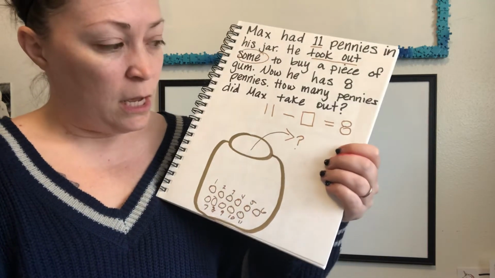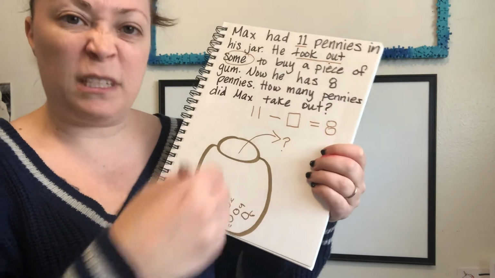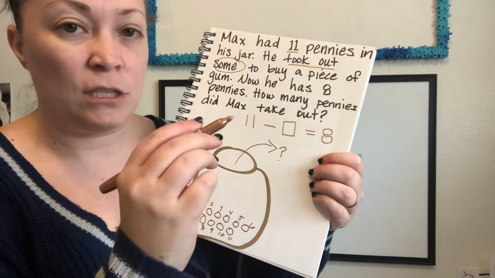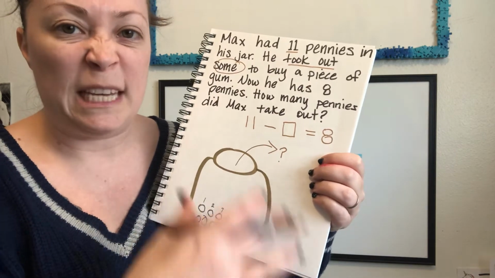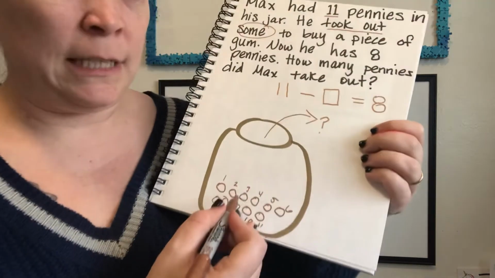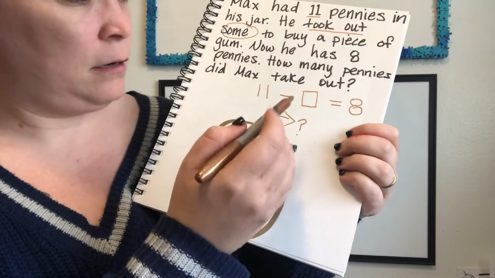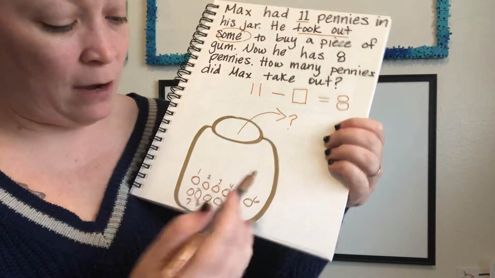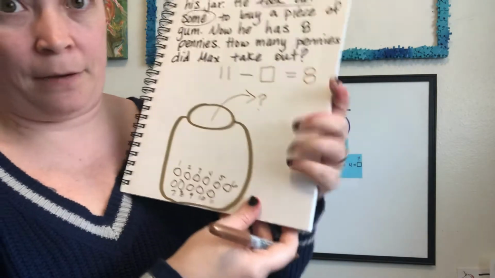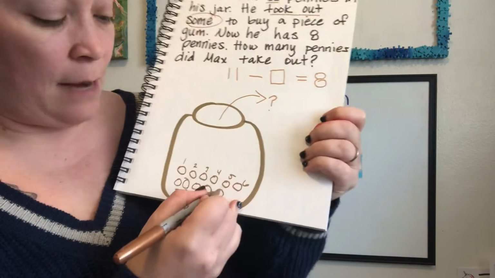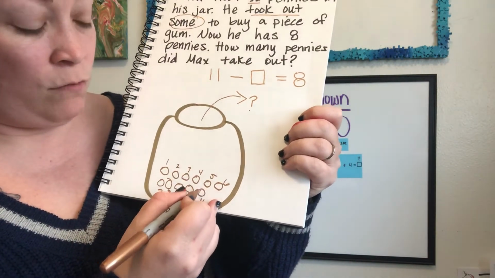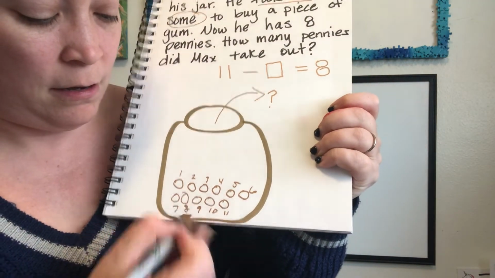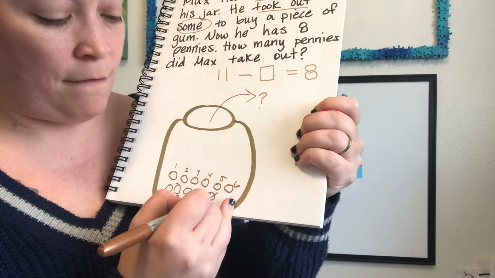So instead of adding some more, we're taking some out this time. And in our class, we like to cross things out when we take them out. So I'm going to take out, I'm going to count backward right here. Thought I was adding for a minute. And I'm going to go down to 8 because it says that he has 8 left. I see an 8 right here. So I'm going to cross off.